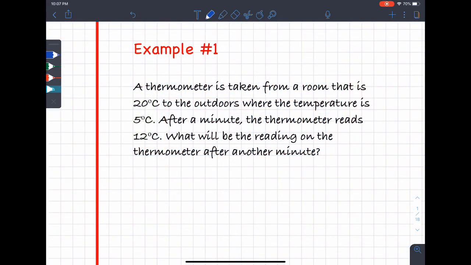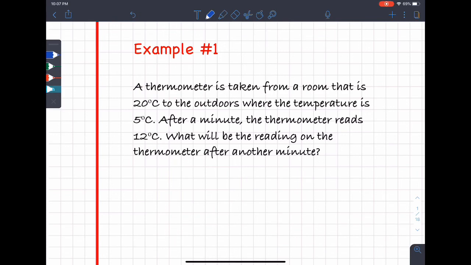Let's have our first example. It reads that a thermometer is taken from a room that is 20 degrees Celsius to the outdoors where the temperature is 5 degrees Celsius. After a minute, the thermometer reads 12 degrees Celsius. What will be the reading on the thermometer after another minute?